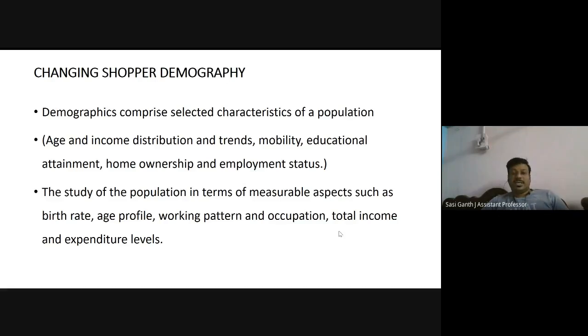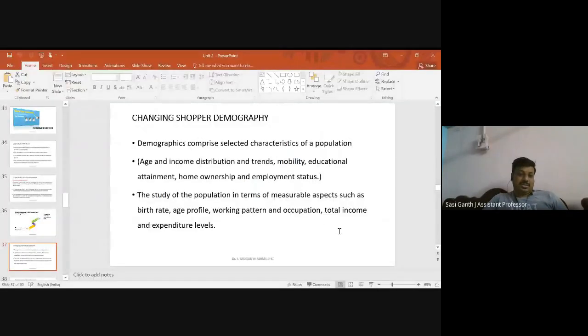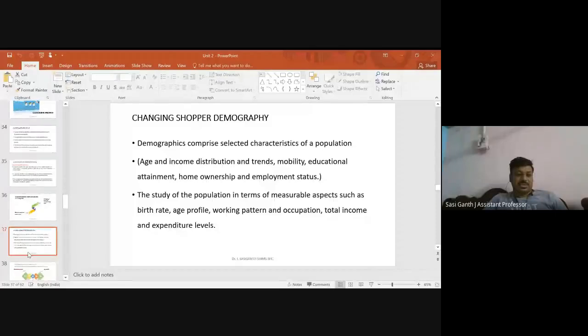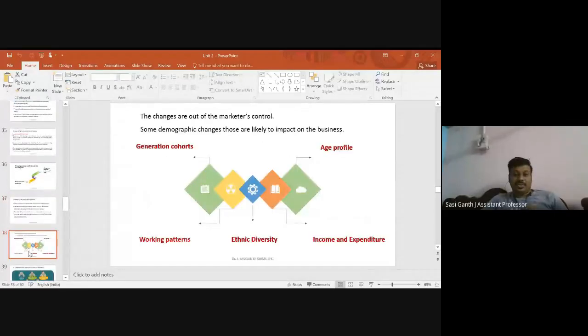So you need to collect all those data from the customer. We'll see a few things in the next class also. We'll stop with this. But there are a few things which we need to be very keen in learning. First one is generation cohorts. I'll teach these generation cohorts in detail in the next class, not now. Generation cohorts, age profile, working patterns, ethnic diversity, income and expenditure.